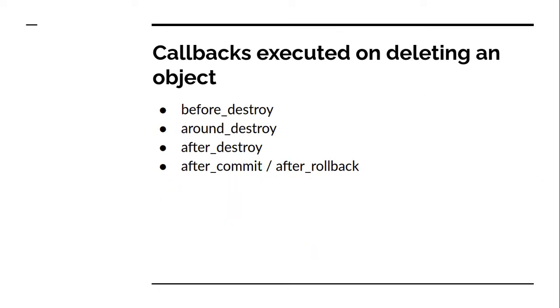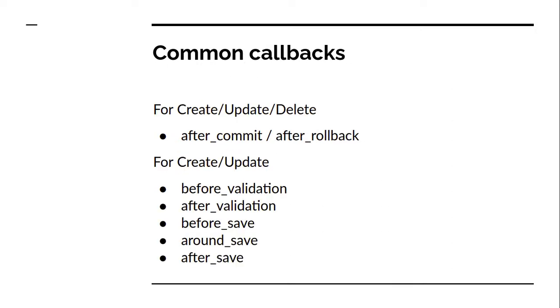And these are the callbacks which will get executed when you try to delete an object. Before destroy, around destroy, after destroy, these three are only available for deleting an object. And after commit and after rollback, just like create and update, are also available for deleting an object from the database. Now you can see the list of common callbacks. For create, update, and delete, what is the common callback? There are two common callbacks, after commit and after rollback.